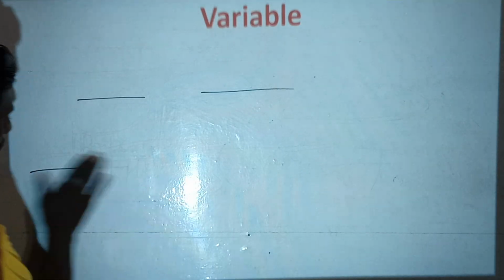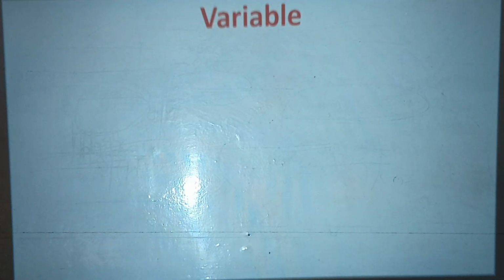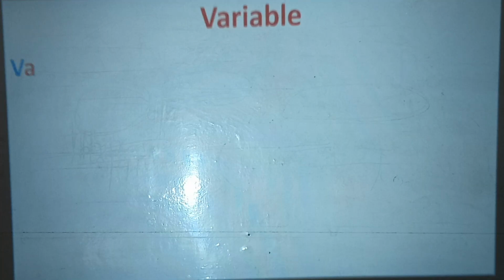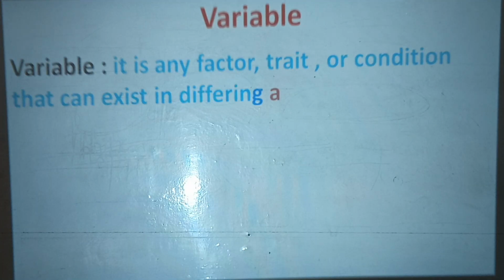What is variability? Okay, in science, when we do an experiment, when we perform different types of experiments, during this condition there are different conditions, like different factors that change your experiment. So actually the variability is any type of factor or trait or condition that can exist in different amounts or at different times. So generally variability means a kind of factor or condition that can exist in different amounts of time.